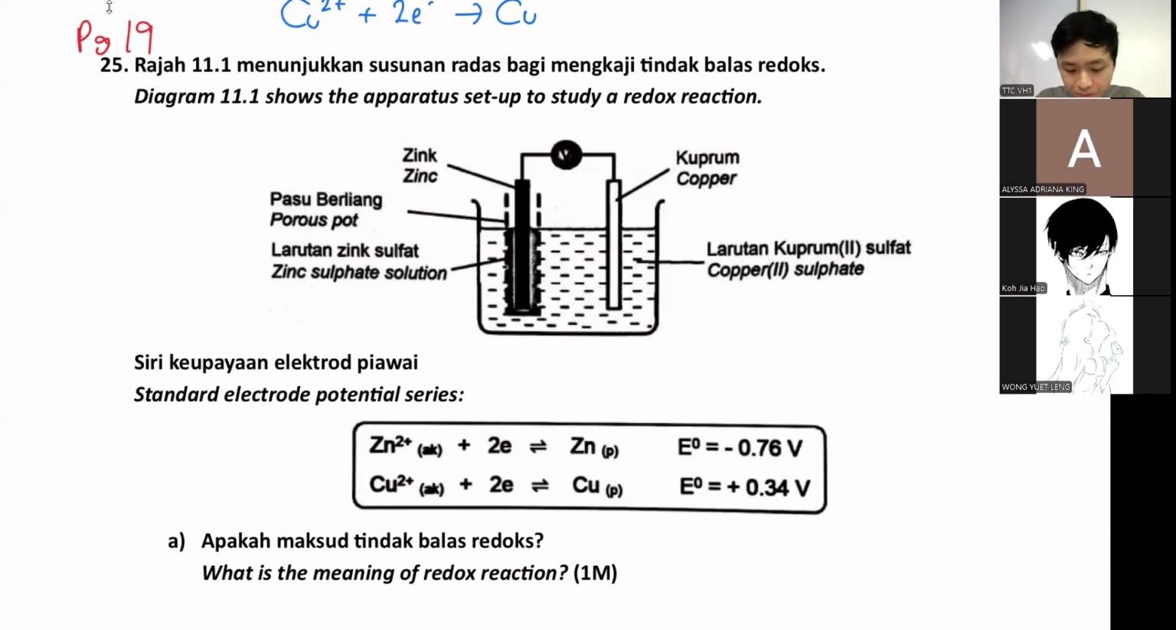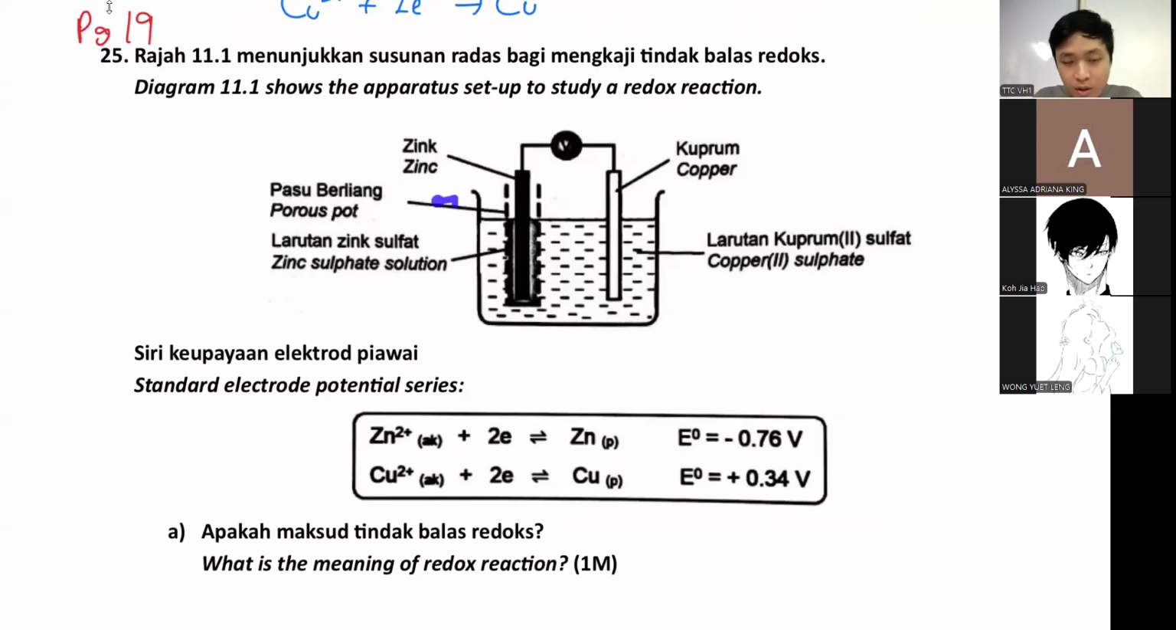Okay, so whenever you see there are two different metal electrodes, you already know this is a voltaic cell. You only have two types of cell. Number one is the electrolytic cell. Number two is the voltaic cell. Okay, so the meaning of redox reaction.